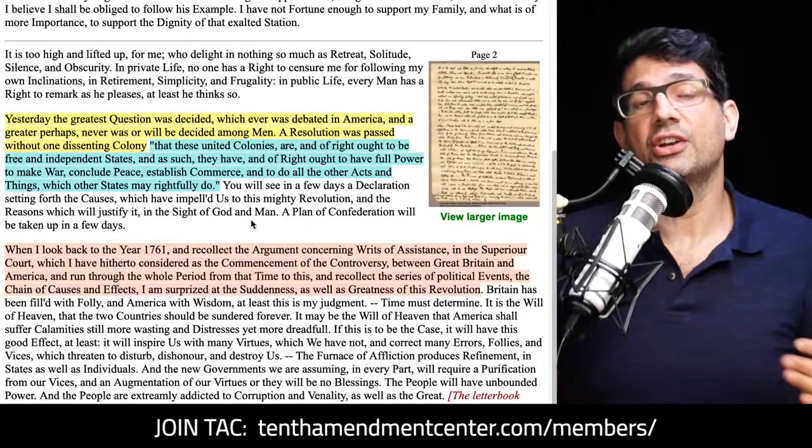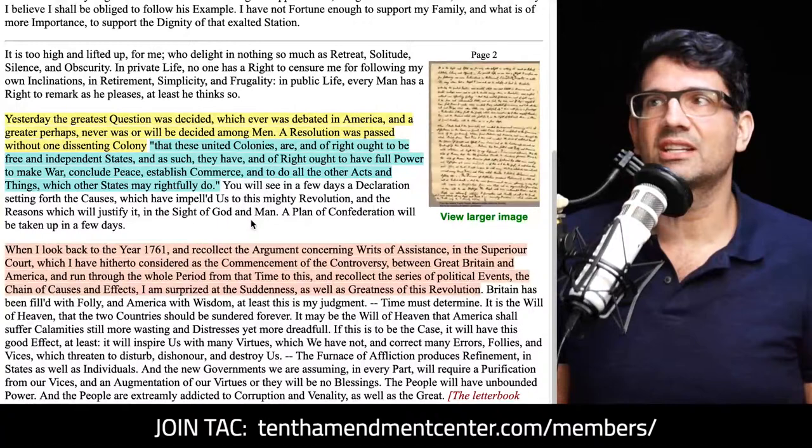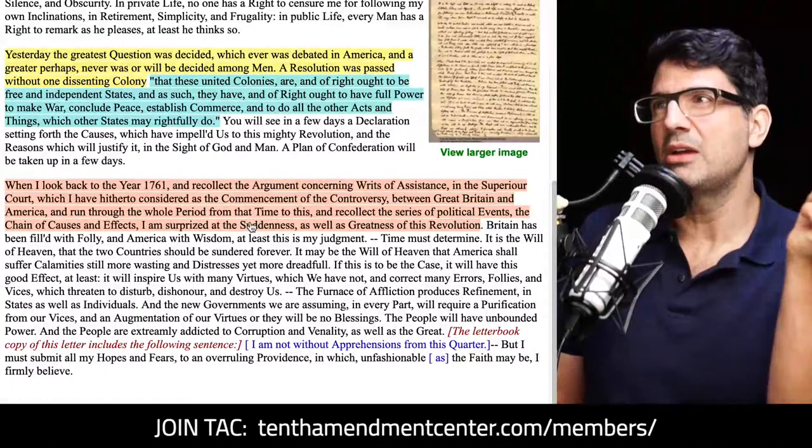He saw that as just to explain the causes, even though looking back on history, most of us consider it as the actual declaration, which happened on July 2nd. And then he points out, as I mentioned right at the beginning, 1761.